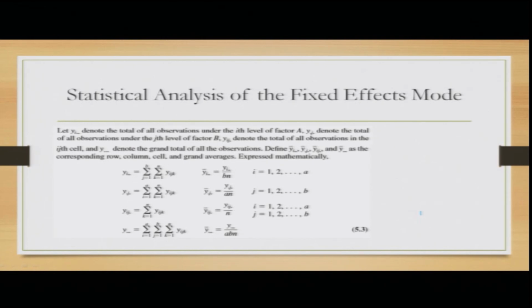And y suffix ij dot denotes the total of all the observations in the ith and jth cell, considering the different combinations of A and B at level i and at level j. And finally, y dot dot dot, the three dots, basically means the grand total of all the observations.